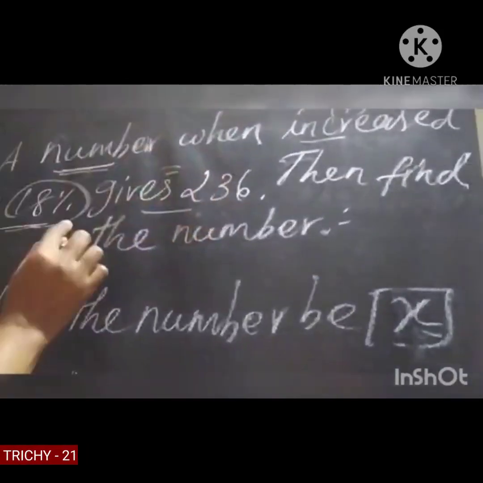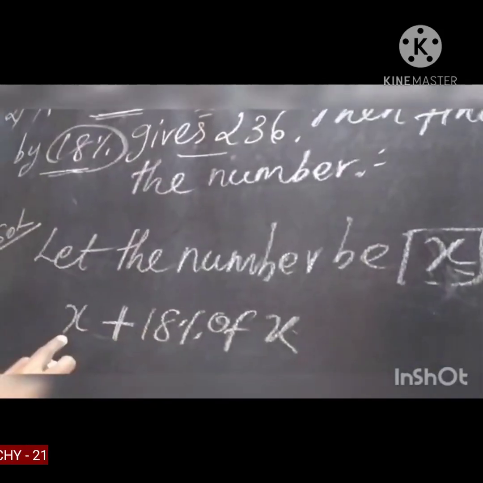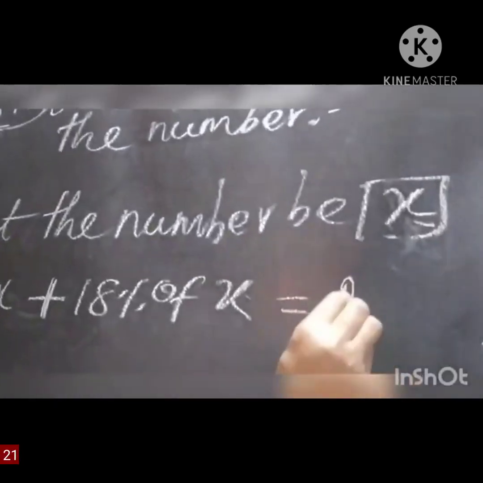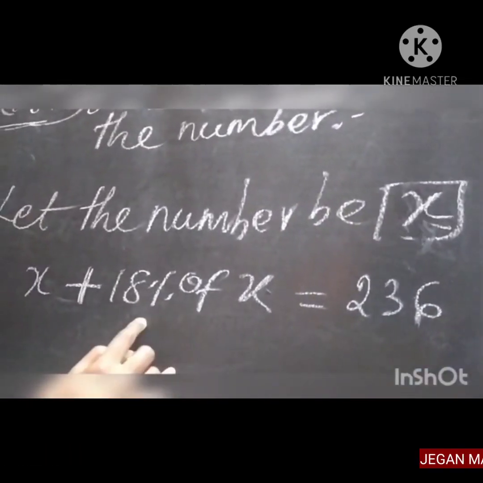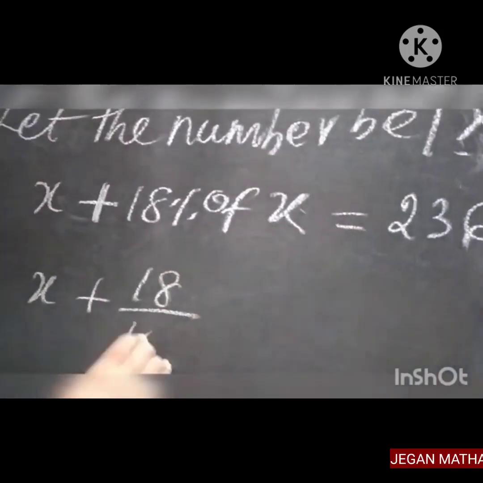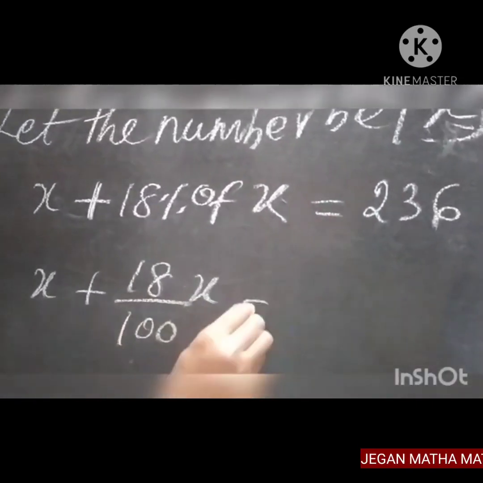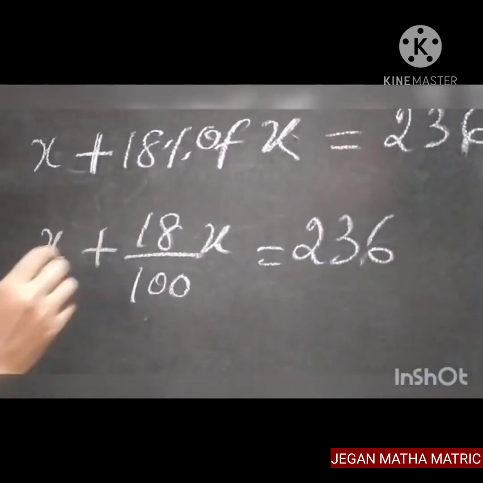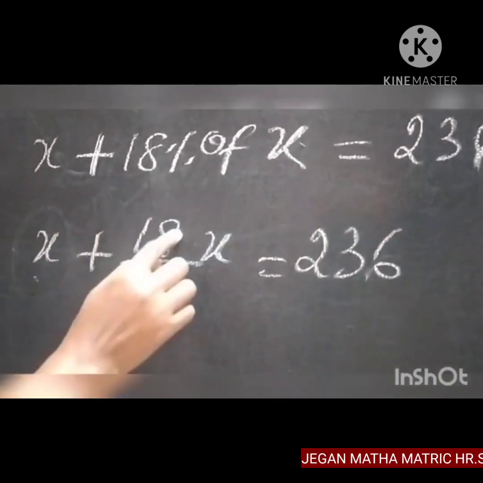A number when increased by 18% of this number, the same number only. So x plus 18% of x equal to, gives, 236. Okay, now 18% of x means 18 by 100 into x. So x plus 18 by 100 into x equal to 236. Now here addition means here x is the first term, the second one is 18 by 100 x, 18x by 100.